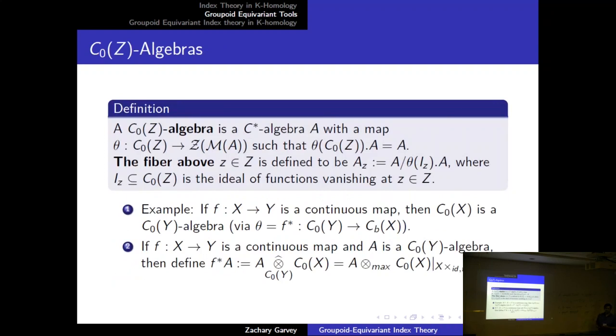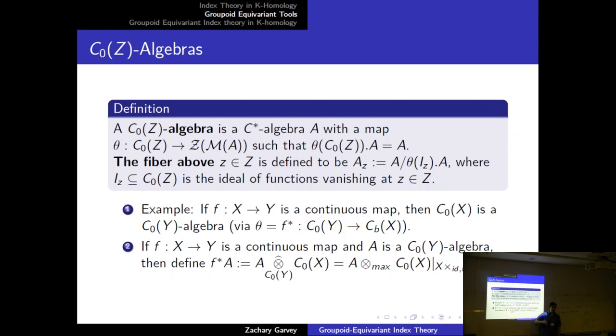Okay, I want to talk about KK classes, so I've got to talk about G C-star algebras. I'll try to be a little brief about this. A C0(Z) algebra, so Z you can imagine is going to be the object space of a groupoid, but it could just be a locally compact Hausdorff space for now. It's a C-star algebra with an action of C0(Z). So an action would look like a map from C0(Z) into the center of the multiplier algebra of A. And the condition that we need is that if you apply all of C0(Z) to A, you should get A back.